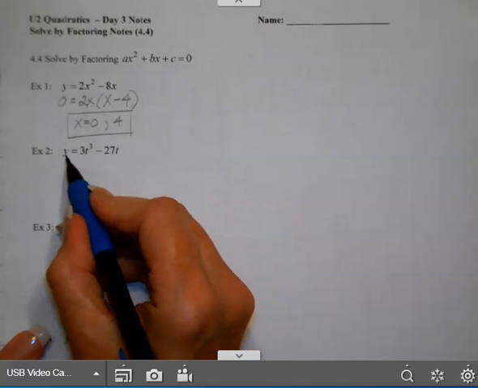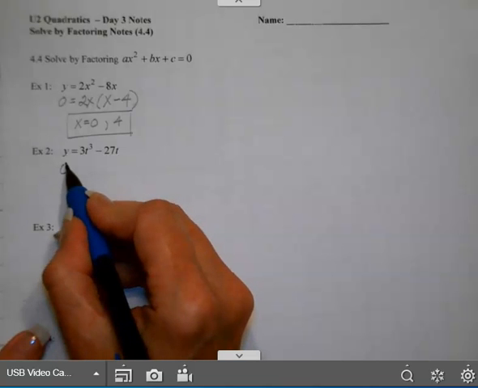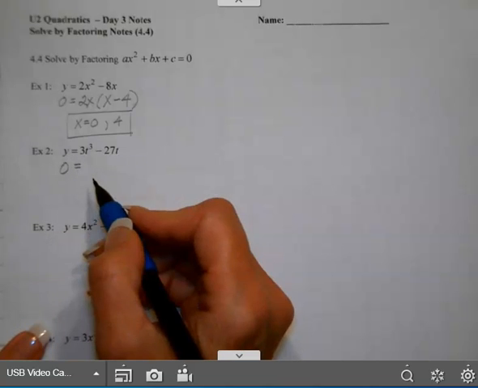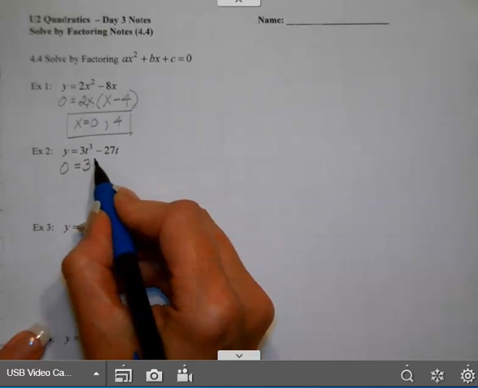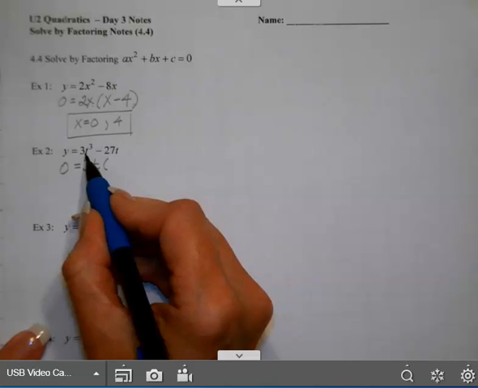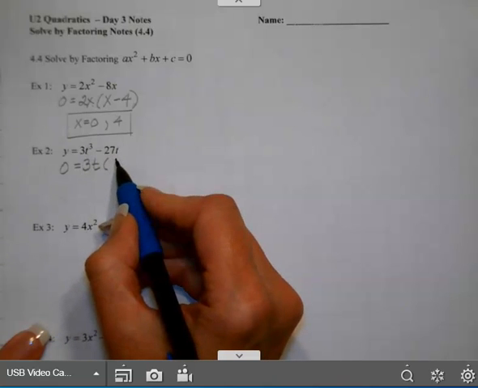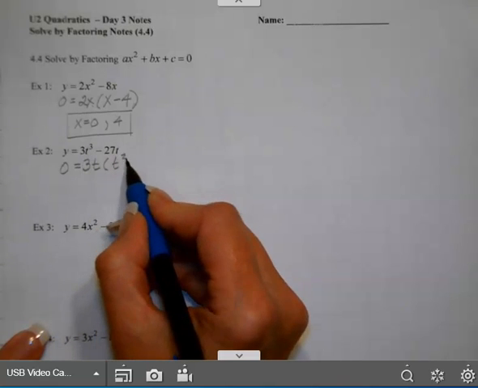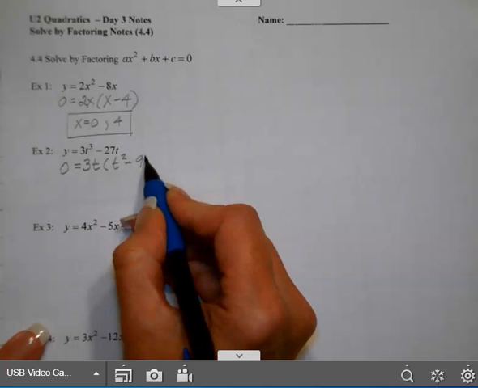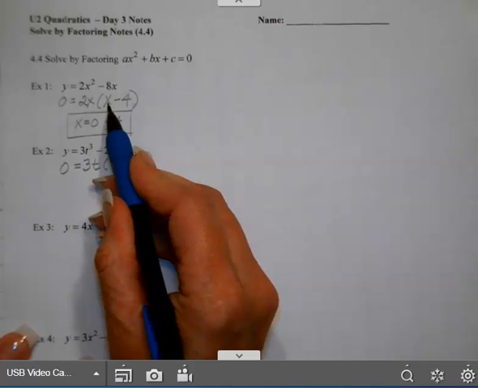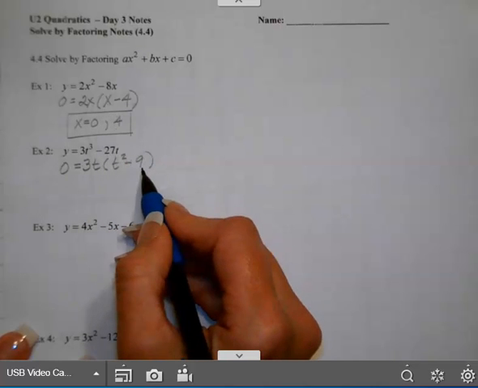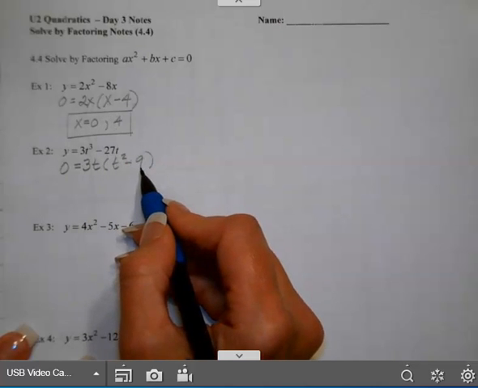On the next one, set y equal to 0. See if they have a greatest common factor, which they do. So I can take out a 3 and a t. Divide each of those by 3 and a t, and you're left with t squared minus 9. I don't have a linear term here like I did in the first example, so I'm not necessarily finished. I need to see if I can go any further.